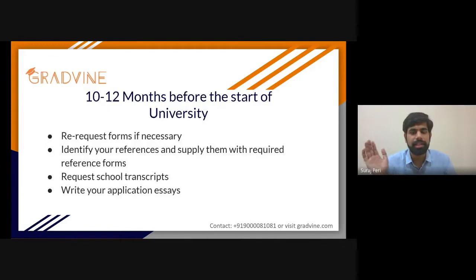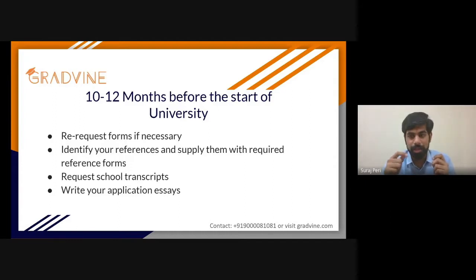Next is 10 to 12 months. So that's the timeline between August, September. That's the time when you should have finalized your applications. You should have finalized your university list. You should have a great idea in terms of the main documents that you need to complete all of the checklists in every single university.